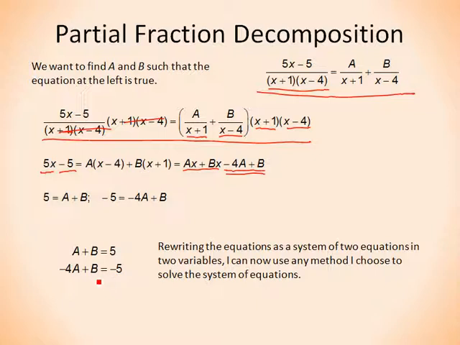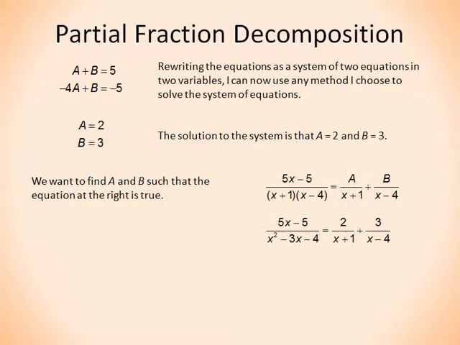At this point I can use any method at my disposal to solve this system of two equations in two variables. I can use elimination, I can solve for one variable and use substitution, or I can use any of the matrix methods. When I do that, I find that a is equal to 2 and b is equal to 3. That would be the solution to this system of equations. So plugging back into my original equation, plugging in 2 for a and 3 for b, I get this partial fraction decomposition of my original rational function.